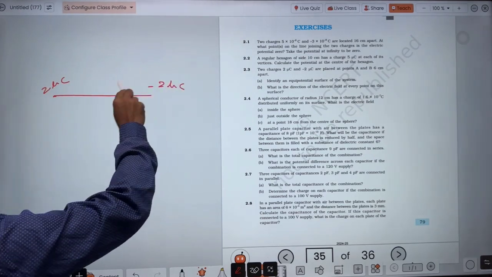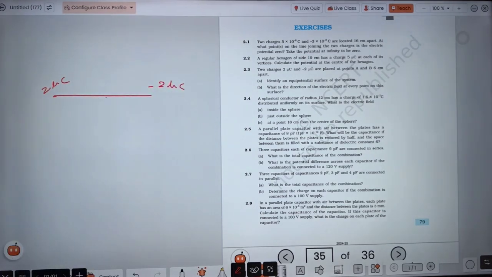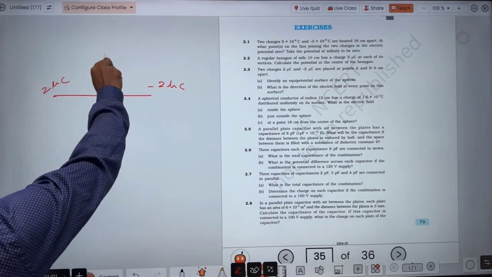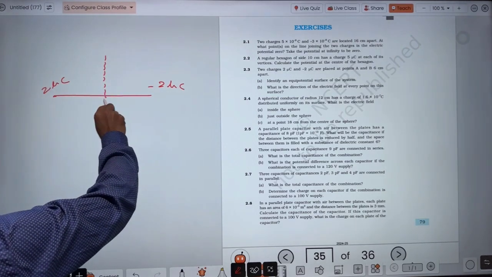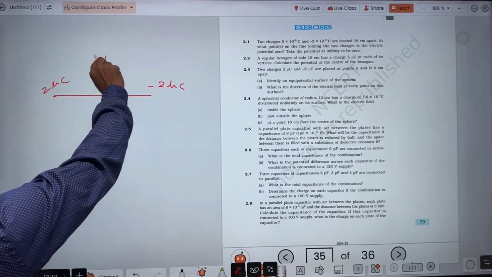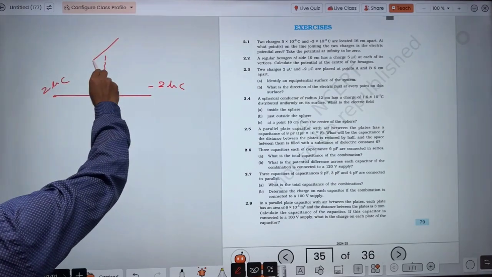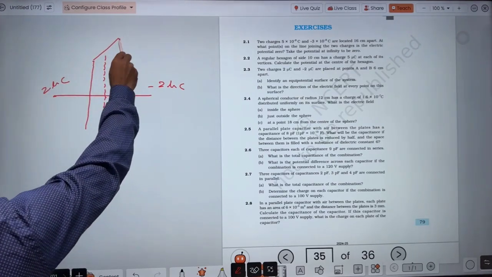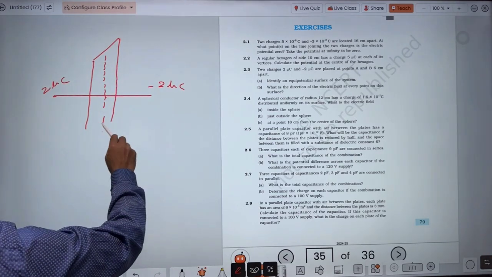So this will be at the midpoint, meaning 3 centimeter from the positive charge. So identify the equipotential surface of the system. So like this, and direction of the electric field will be like this at every point toward the negative charge. So question is clear. Let's go to the next question.